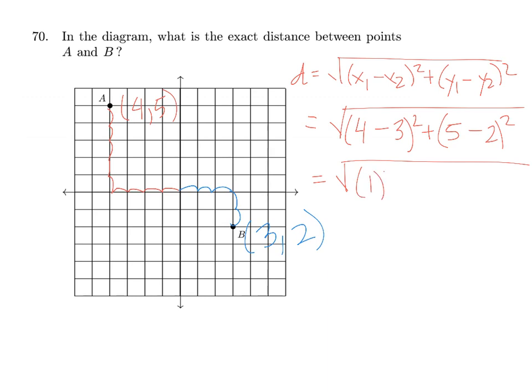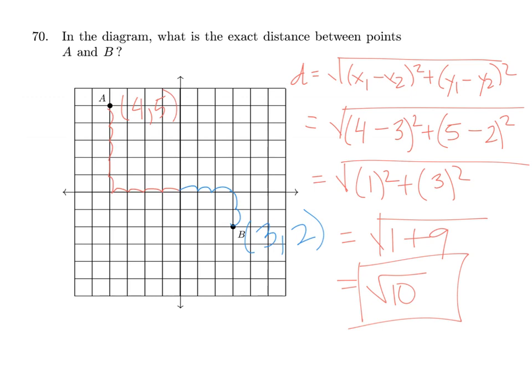Alright, so I have 1 squared plus 3 squared, 1 plus 9, which is square root of 10. That's the distance between the 2 points, square root of 10 units. That's a decimal. It's a little more than 3. You could plug it into your calculator and figure out the exact decimal if you like.